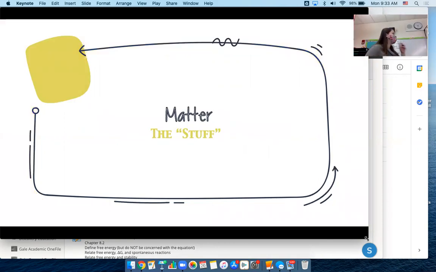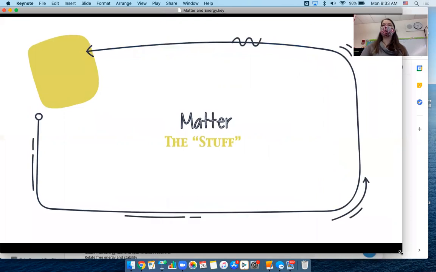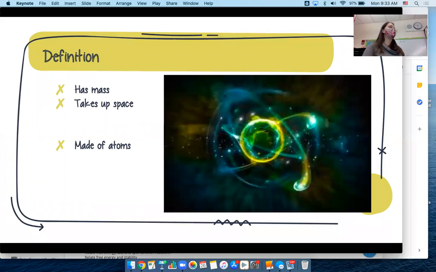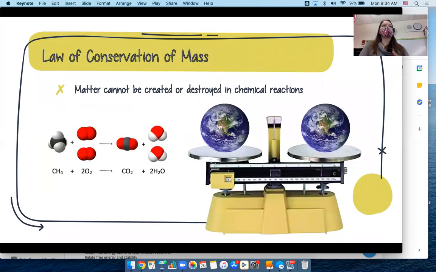But we can start with matter, and that's a lot easier to understand. The way I want you to think of matter is the stuff. Matter is just stuff, okay? Anything that has mass and takes up space is defined as matter. So we're thinking of things like atoms. Simple enough so far? So all of the stuff of the universe is matter. And the law of conservation of mass says that you cannot create or destroy it in a chemical process. So all of the matter that is on Earth is the same matter that has been here forever, with the exception of comets and whatnot.